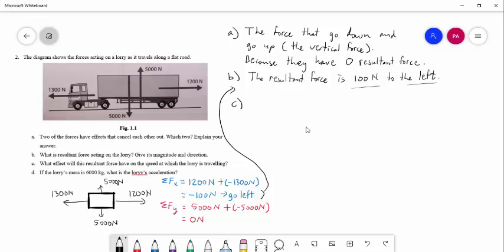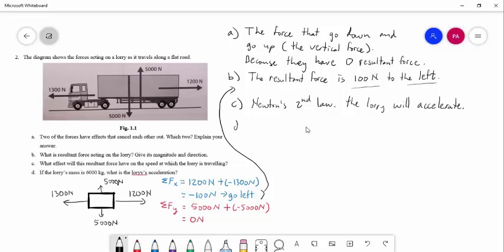C. What effect will this resultant force have on the speed at which the lorry is traveling? Remember Newton's second law? We have a resultant force. That means the speed at which the lorry is traveling will change. The lorry will accelerate.